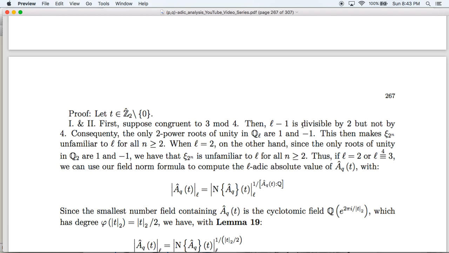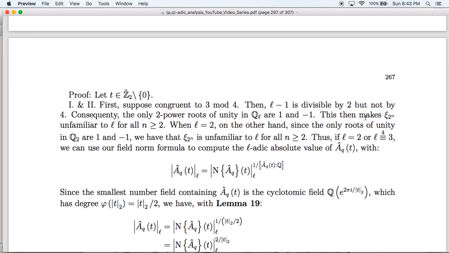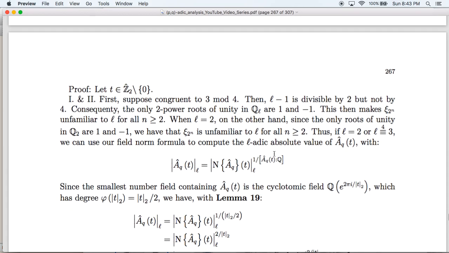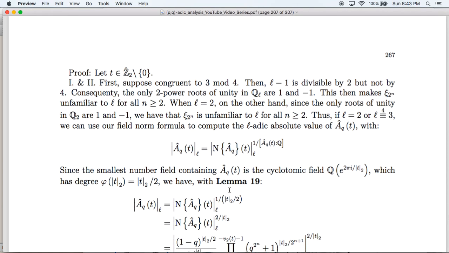So if L is either 2 or a prime congruent to 3 mod 4, we can then use our field norm formula for the unfamiliar case to compute the L-adic absolute value. With A_Q-hat(t) having an L-adic absolute value, it's going to be the L-adic absolute value of the field norm of A_Q-hat(t), and then we take the root equal to the degree of A_Q-hat(t) over Q. And this works because, again, this is a cyclotomic field, so everything's Galois.